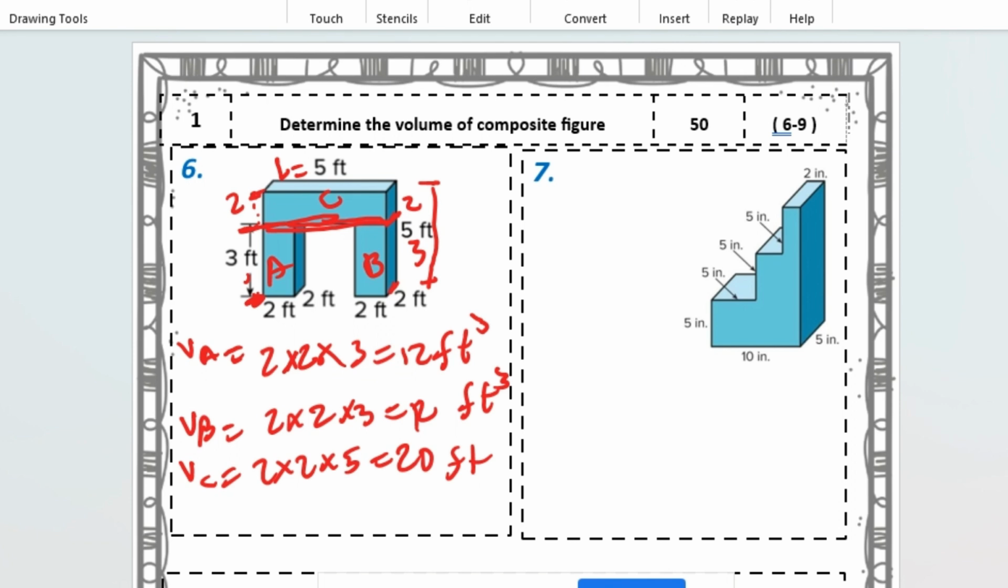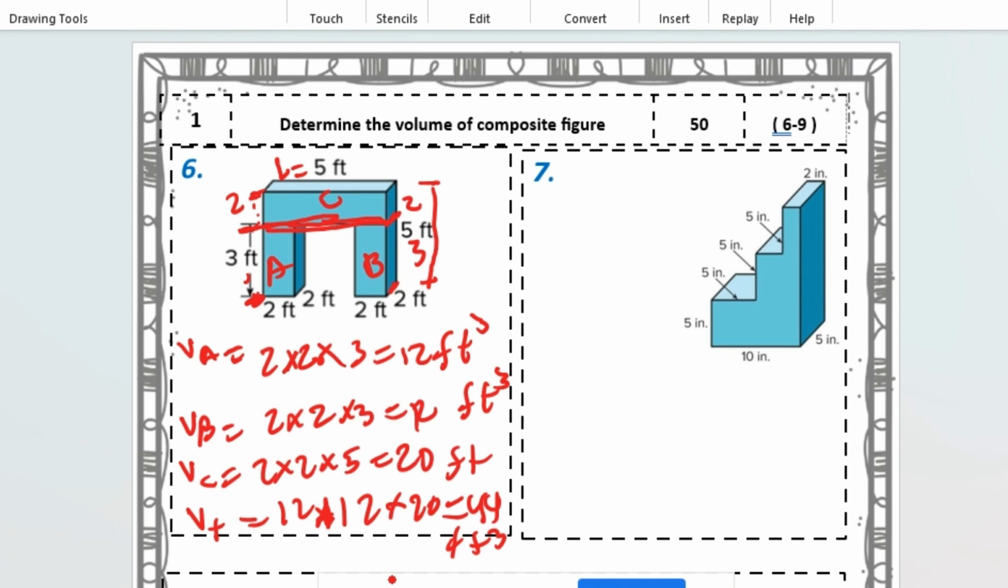Now we're just gonna add these three. V total equals 12 plus 12 plus 20, which is what? 12 plus 12 is 24. 20 plus 24 is 44 feet cube.